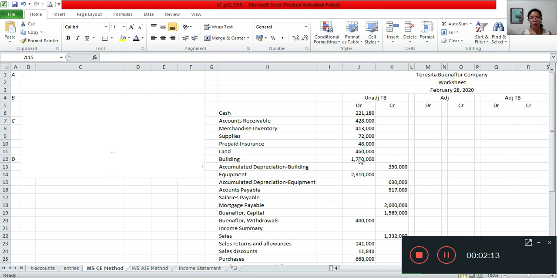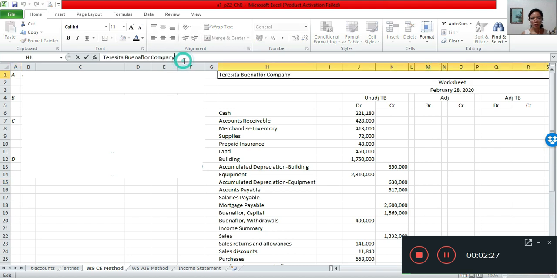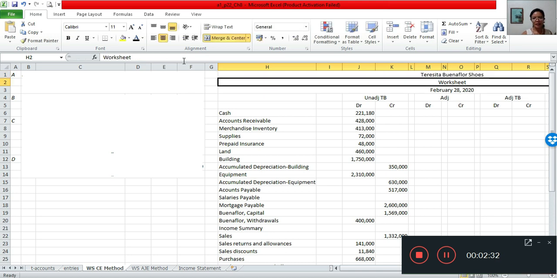So similar with our past interactions, when it comes to the assignment, let us together check your assignment for Teresita Buenaflor Shoes. Apparently it's not a company, my apologies. It's Teresita Buenaflor Shoes. Right, there we go. So it's again on page 353 of your book. That's our problem number 23. And basically what we would be checking today would be just the adjusting entries and the worksheet.